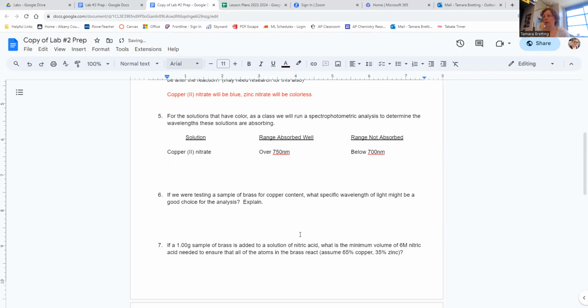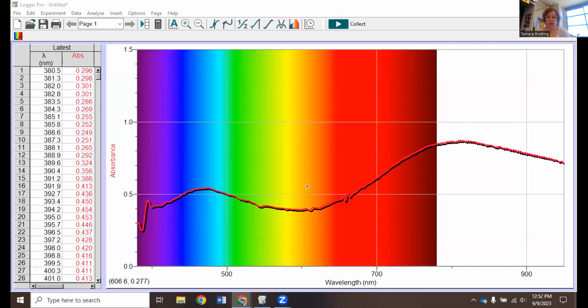So let me get back to our colorful screen so you can see that again. Okay, so here we're absorbing well. If we're looking at this, about 750 right here is where we start to really get up here, and that's going to be a very good absorbance. But if we're looking below 700, all of it stays below this point. Okay, so we're all below 0.6 absorbance, around 700 nanometers.